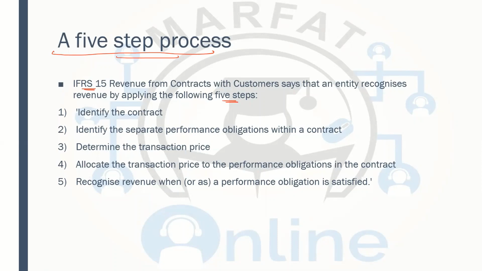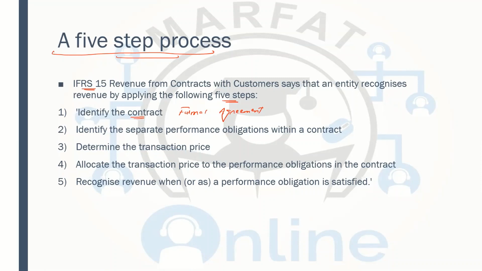But first of all, you need to have a very basic idea of these 5 steps. IFRS 15 states that revenue should be recognized based on the 5-step model. Now, what is the 5-step model? The first step is the identification of the contract. There should be a formal agreement between the parties.